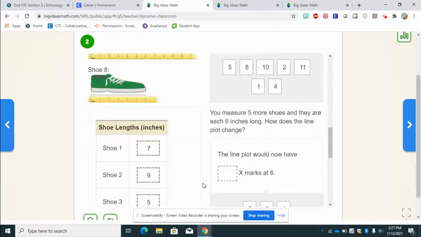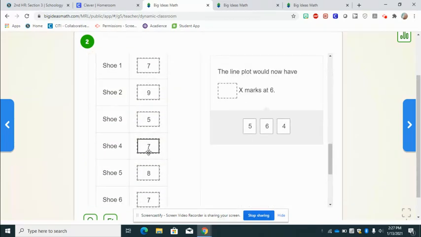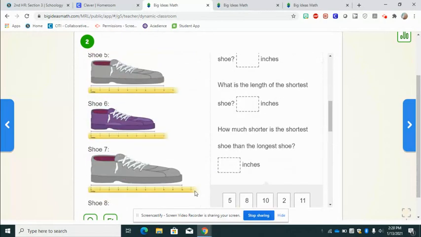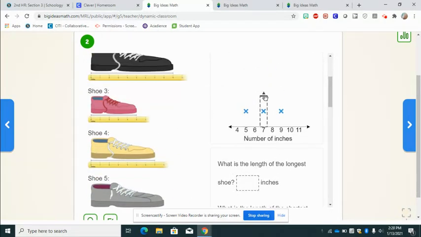Okay, so let's look at shoe 4. Shoe 4 is 7 inches long, shoe 5 is 8 inches long, and shoe 6 is 7 inches long. So we're going to do 7, 8, and 7. So 7, 8, and 7.